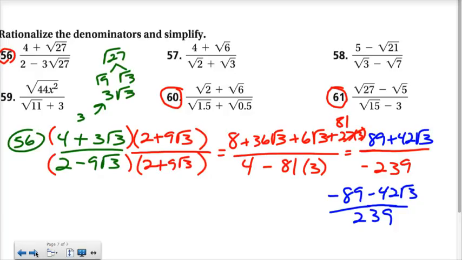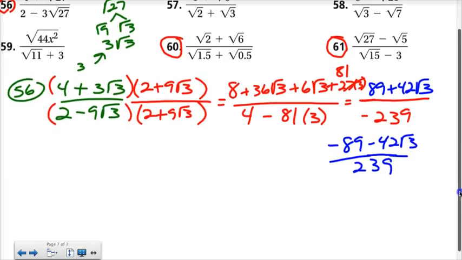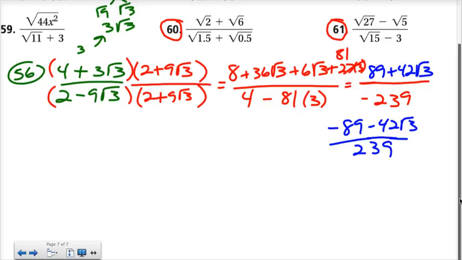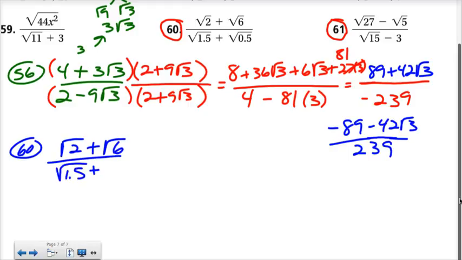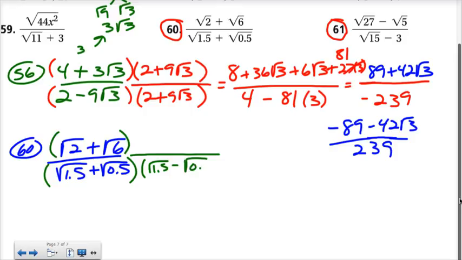Okay, number 60. What a mess we got there, huh? Decimals inside the radicals. Yuck. So 60 has the square root of 2 plus the square root of 6 over the square root of 1.5 plus the square root of 0.5. So I'm just going to go ahead and hit the dusty trail of rationalize the denominator here. Even though they're decimals, we've got the square root of 1.5 minus the square root of 0.5 as our conjugate.